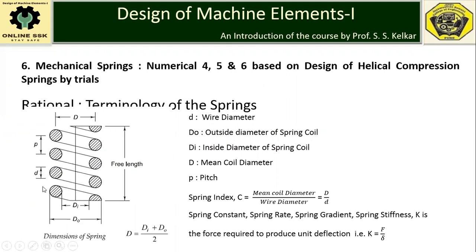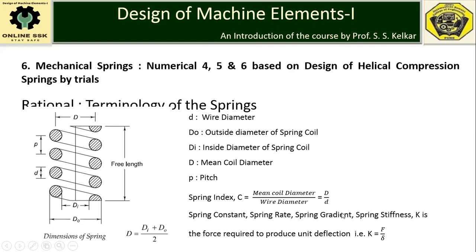For the helical compression spring, its wire diameter is denoted by small d. The axial distance between similar points on consecutive turns is called the pitch, denoted by P. The outside diameter, the major diameter of the spring, is DO. The inside diameter of the coil is DI. Their average, DI plus DO upon 2, is the mean coil diameter, capital D. Mean coil diameter divided by wire diameter, small d, is the spring index C.